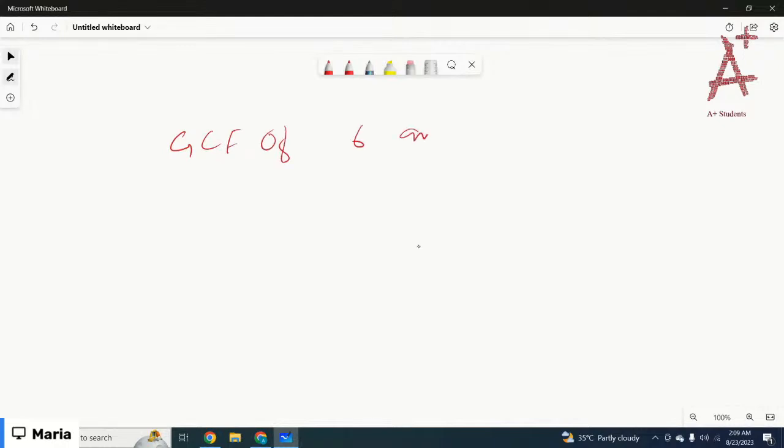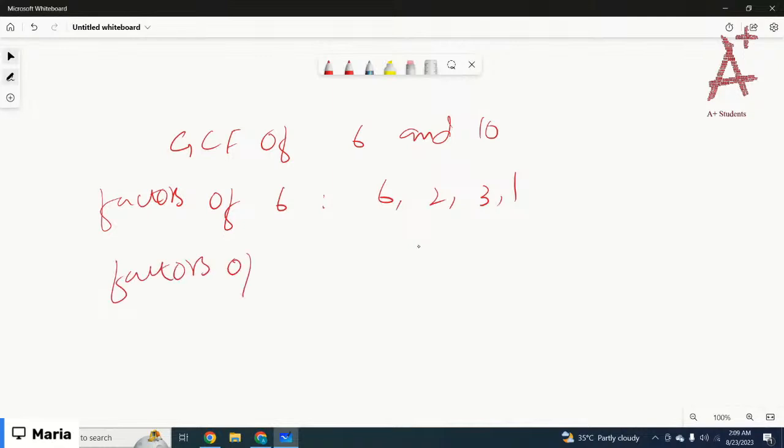GCF of 6 and 10. So let's just write down the factors of 6. They are 6 times 1 is 6 and 2 times 3 is 6, right? The same way, you have to write down the factors of 10. So they are 10 times 1 is 10 and 2 times 5 is 10.